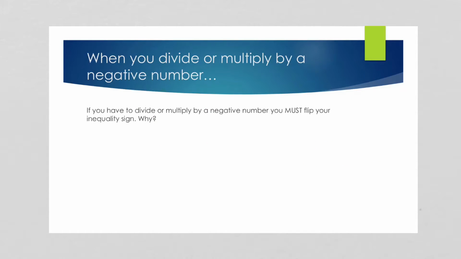Okay, so this is really something that's important whenever you're dealing with inequalities. If you ever have to divide or multiply by a negative number, you must flip your inequality sign. Here's why. Remember we've talked about the rules before, about how you're allowed to multiply both sides of an equation or an inequality by the same non-zero number?